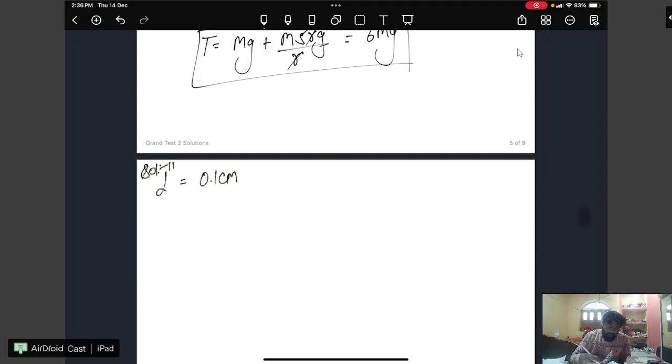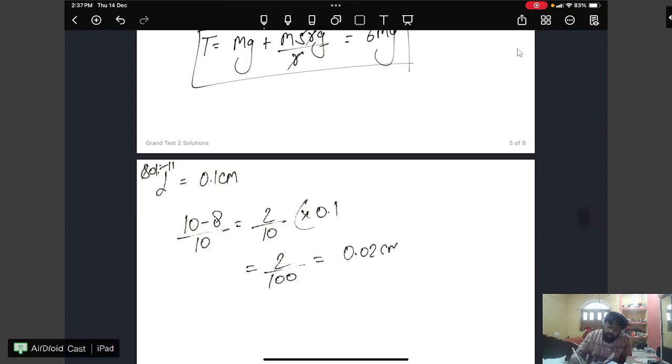Now, the least count of vernier is equal to the number of divisions, total 10 coincide with 8 by 10. So it will be 2 divided by 10. So this much of a value multiplied by the least count 0.1, so it will be 2 by 100, the new least count 0.02 centimeter. New least count will be 0.02 centimeter under this condition.